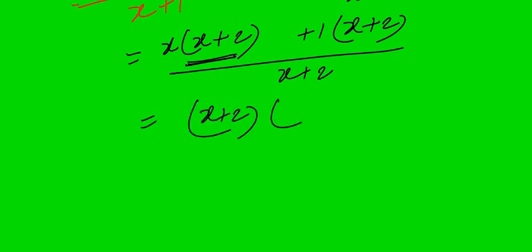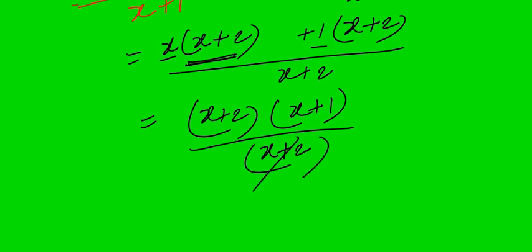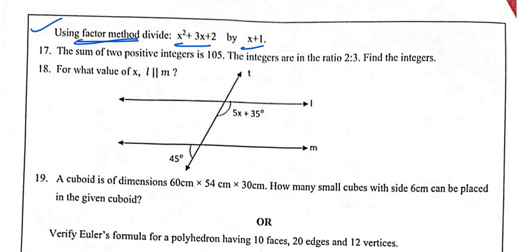So finally what it will be written, this x and this 1 will be in the next bracket, x plus 1, and below it is already x plus 2. So x plus 2 and x plus 2 cancelled. Finally we will get x plus 1 as the factor by factor method. Now moving to the next question.